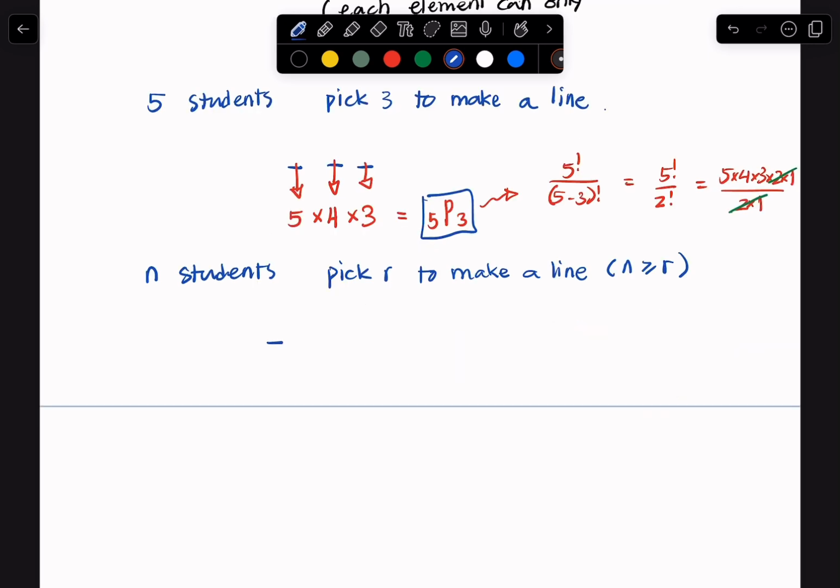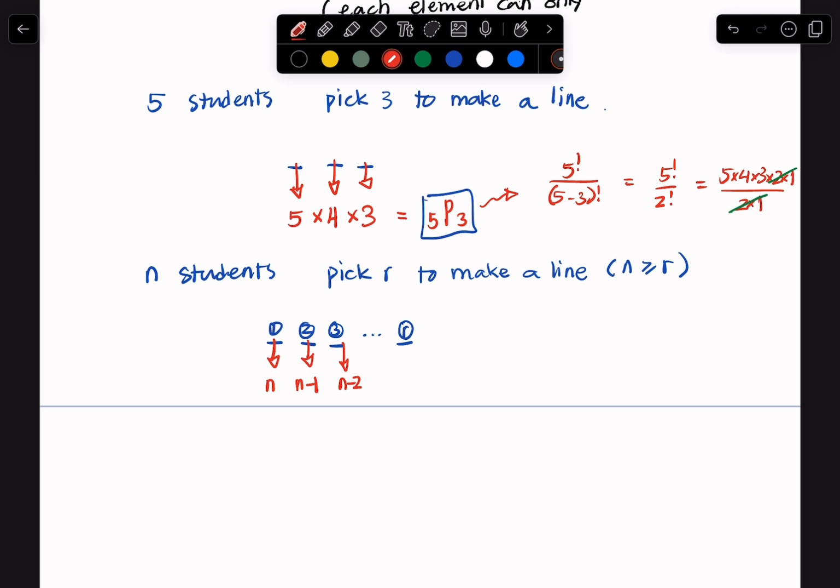Same thing here. I need r students. So let's just prepare r spaces. And let's name them 1, 2, 3, 4, and the last one should be r. And let's consider the first place here. I have n students, so I should have n choices here. For the second place, since 1 is chosen, I should have n minus 1 ways. For the third place, similar thing, right? I should have n minus 2 ways.